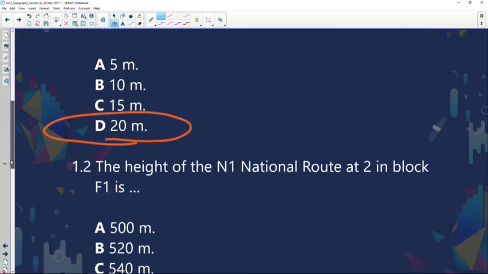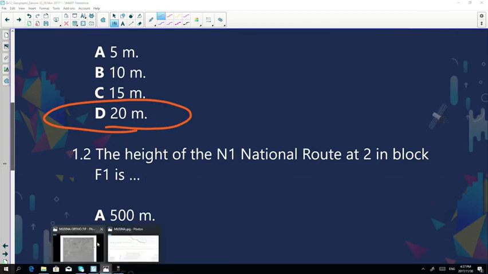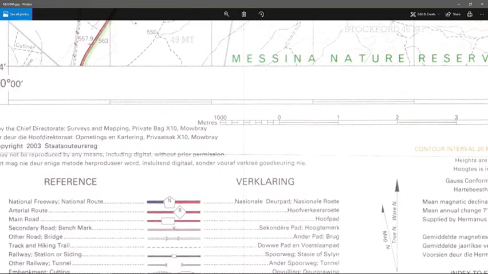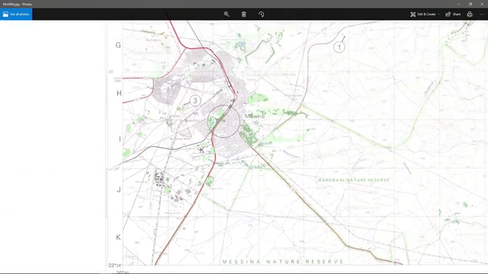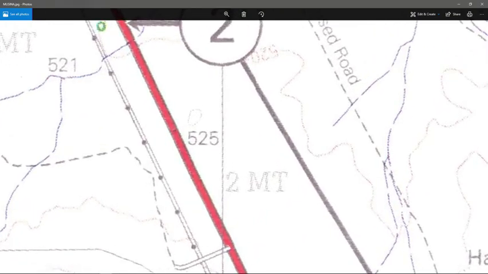If you look at the next question, the height of the N1 national route at 2 in block F1. Let's quickly have a look. First of all, how do we determine what is the N1? Once again, you need to go to your references, and there you can see it's a national route. It will be blue in color or red in color. The question states in block F1. Let's quickly find block F1 and number 2. So there it is.